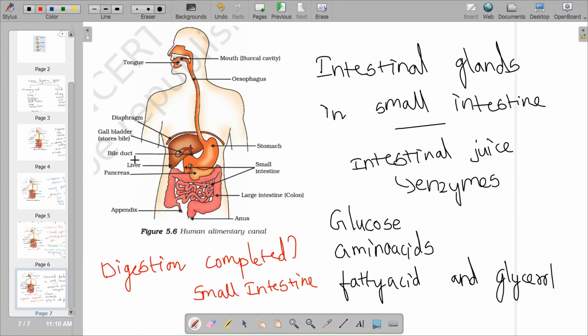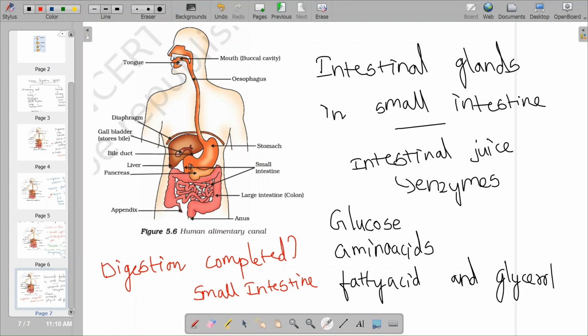Where does the digestion of carbohydrate start? It starts in our mouth. Where does protein digestion start? Protein digestion starts in our stomach. Then, what are the protein digesting enzymes? The protein digesting enzymes are pepsin in the stomach and trypsin in the small intestine.